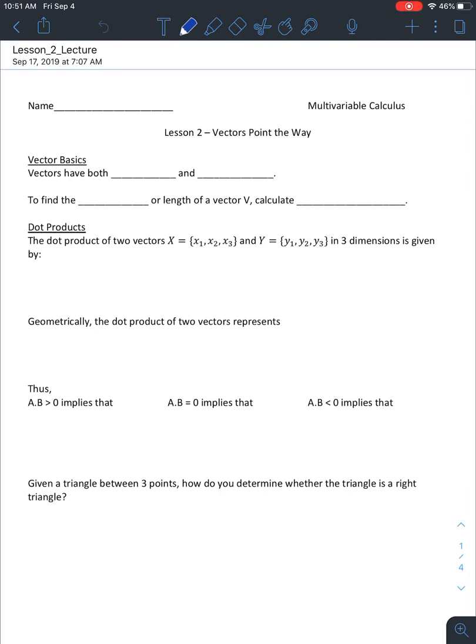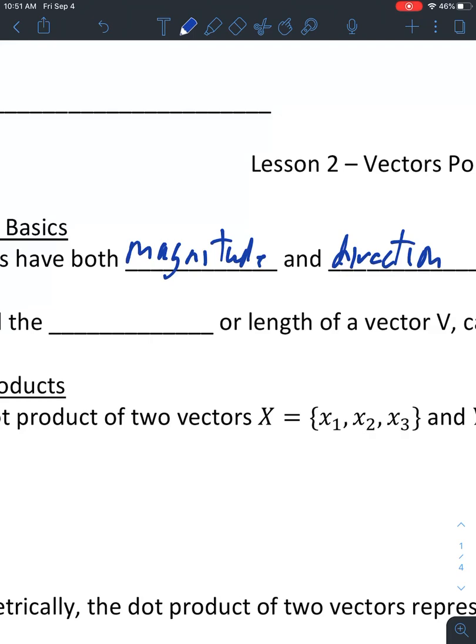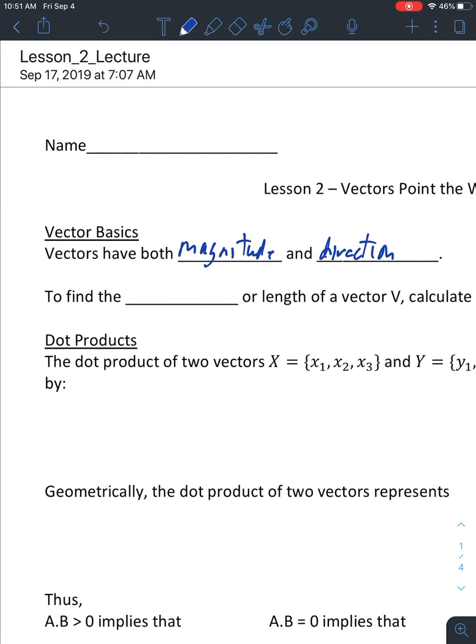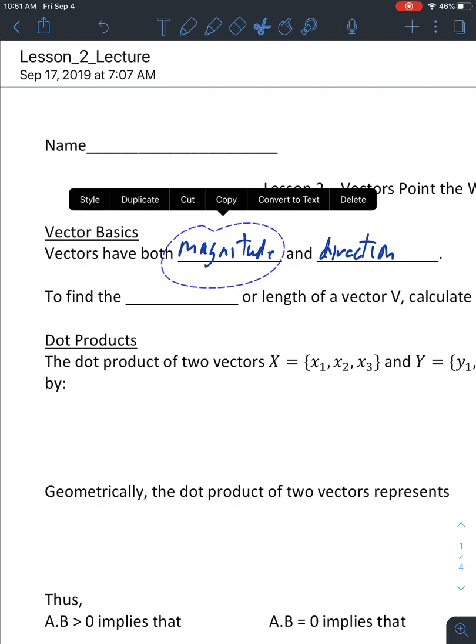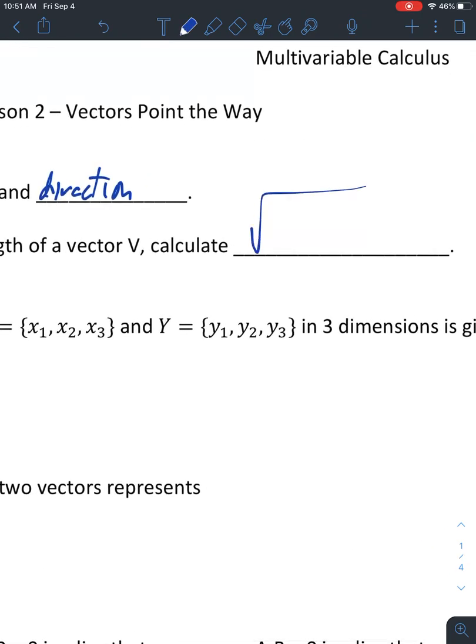All right, some vector basics. A lot of things you probably already learned, especially if you've taken a physics class, but definitely make sure you understand all this stuff. Vectors have both magnitude and direction. To find the magnitude, which is also the length of the vector, we calculate the square root of v dot v. That's a dot product between the vector and itself, and then the square root of that.